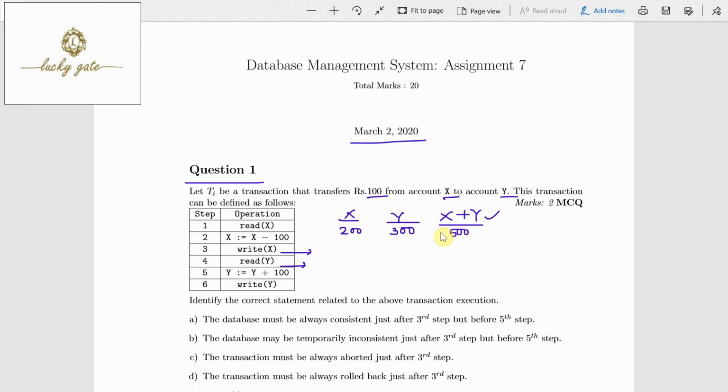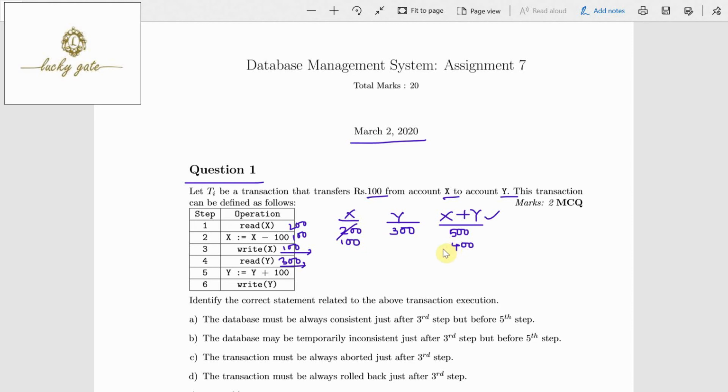Okay. Now what is the option given, after the third step but before the fifth step? See, three steps are executed. It means first read X, it is 200, minus 100 makes the value of X 100. Then write this 100 back to X, that is 100. Now the next operation is read Y, 300. So now what is the possibility here? The sum of these two balances, 100 plus 300, 400.